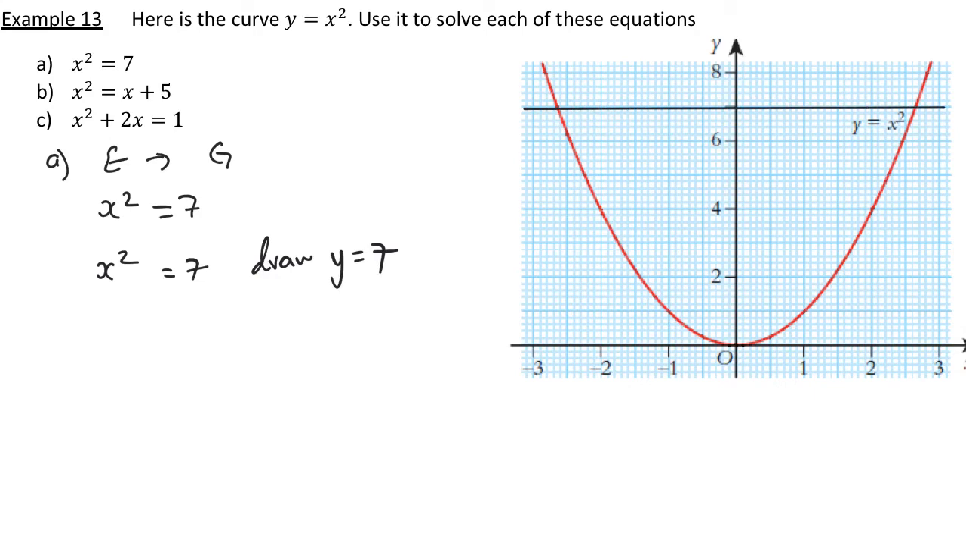And where the line and the curve meet, we look at the x values, and the x values are going to be x equals minus 2.65 and 2.65.